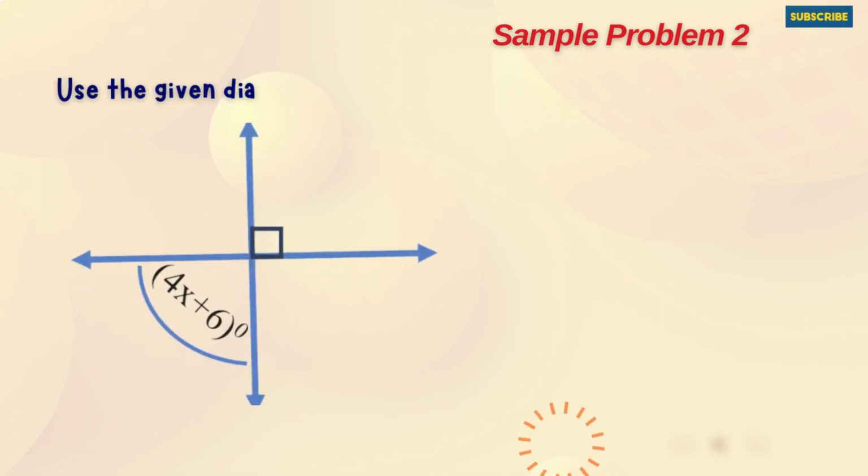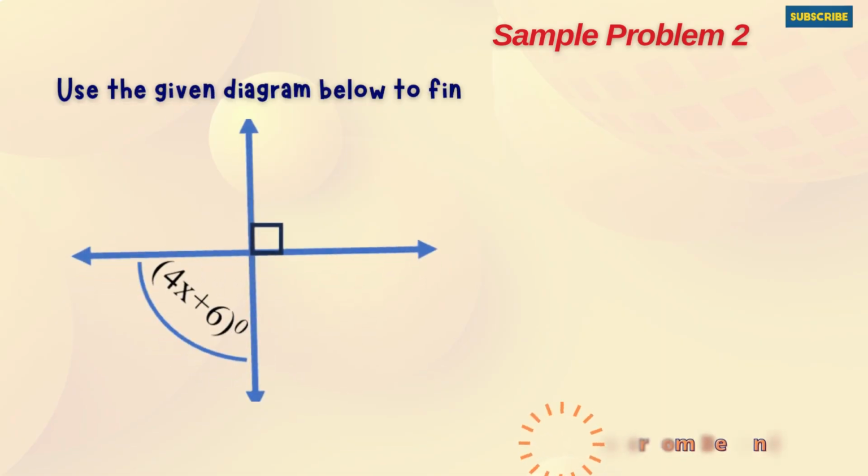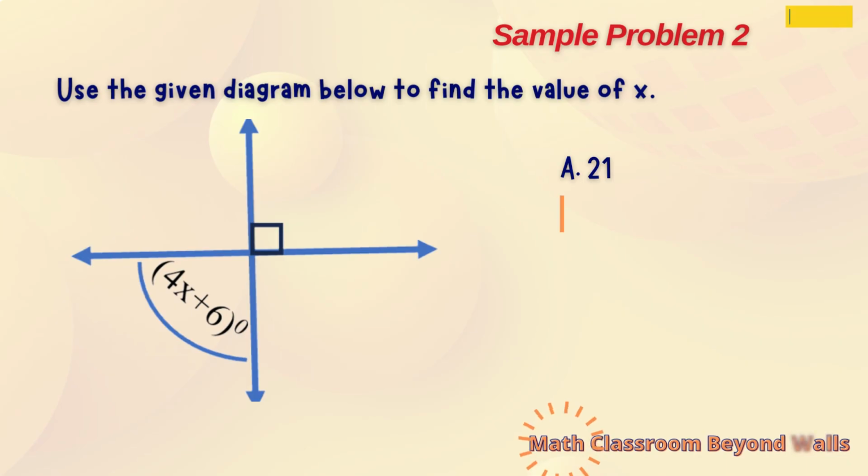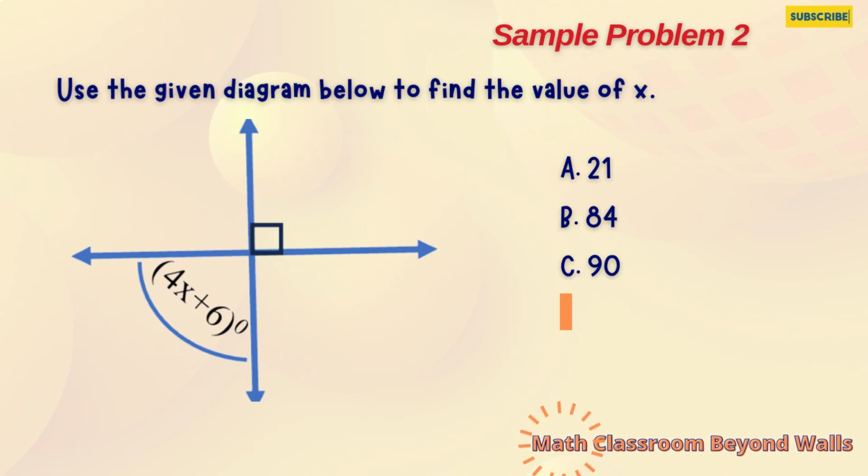Here's the problem. Use the given diagram below to find the value of x. Here are the options. Option A, 21. Option B, 84. Option C, 90. Option D, 180.